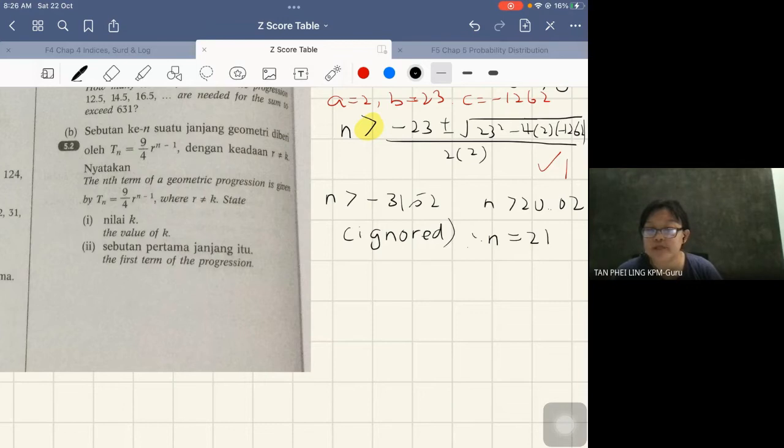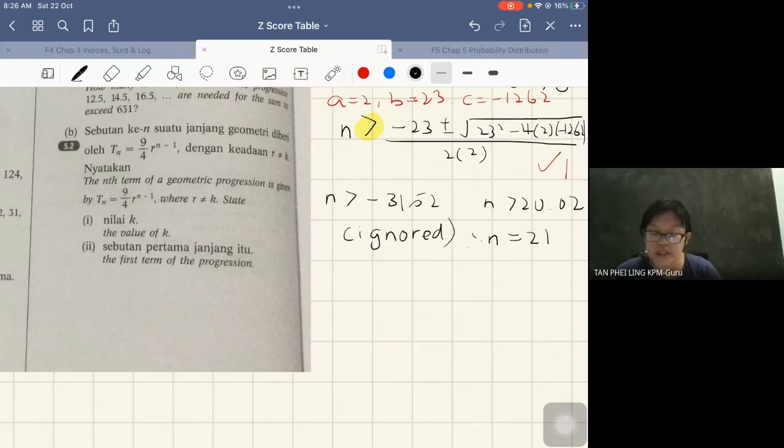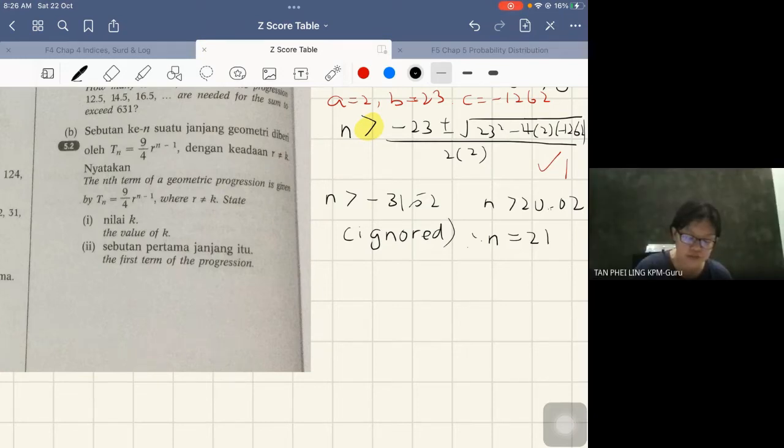Now, it's good. Some more. Teacher, how is n equals 21? Because n must be bigger than 20.02. So the integer nearest to 20.02 should be 21. Oh, okay, that's a bigger sign there. Okay, moving on.